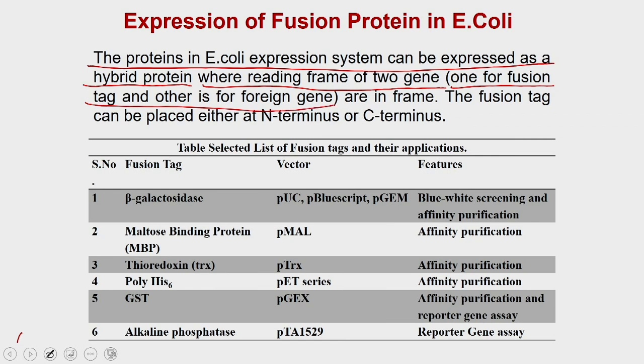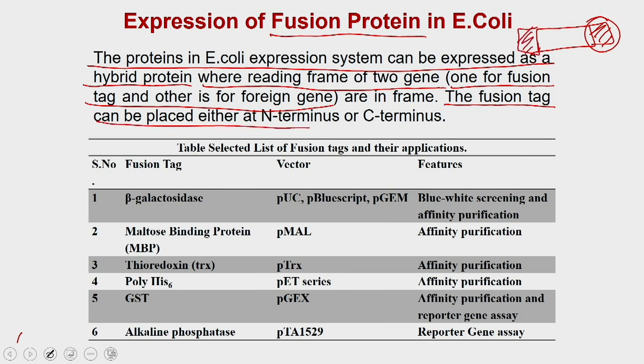As a result, when the cellular machinery overexpresses the foreign gene, it also overexpresses the fusion tag, and what you get is a chimeric fusion protein, which means the protein has an additional tag or additional protein from another portion. This fusion tag could be placed either on the N-terminus, or on the C-terminus side.